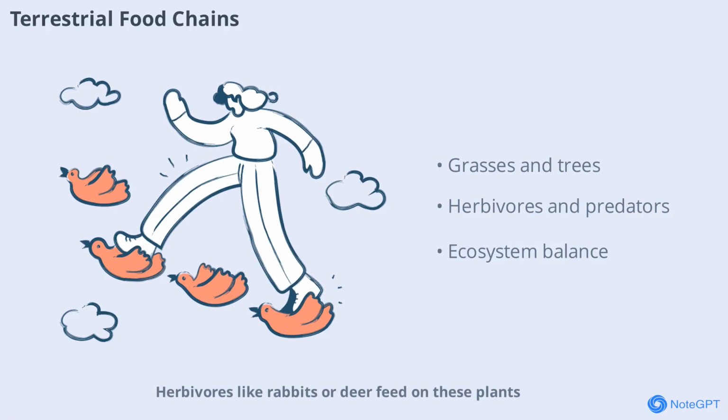Herbivores like rabbits or deer feed on these plants, and predators such as foxes or wolves hunt the herbivores. Terrestrial food chains are essential for maintaining the balance of forests, grasslands, and other land-based ecosystems.